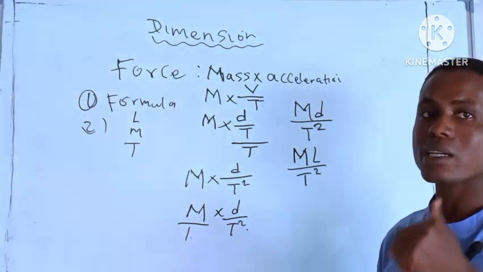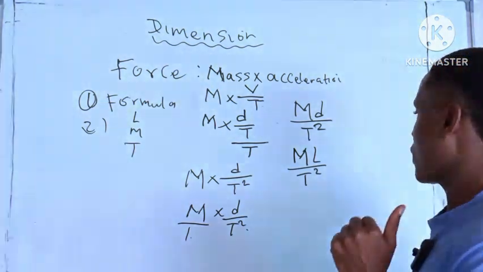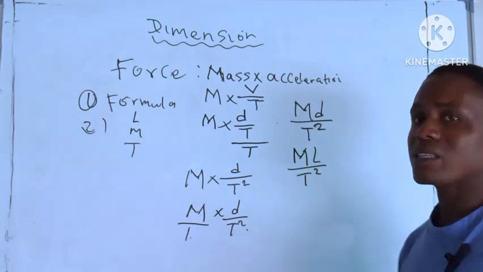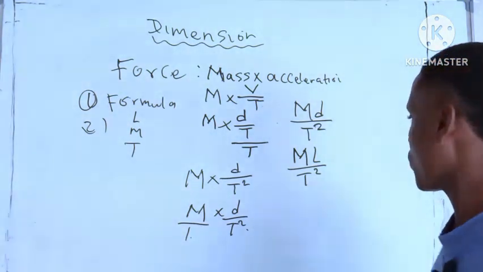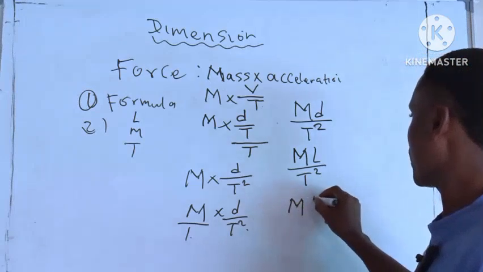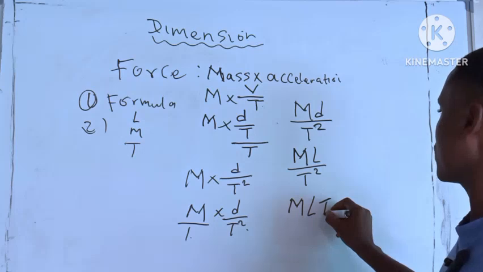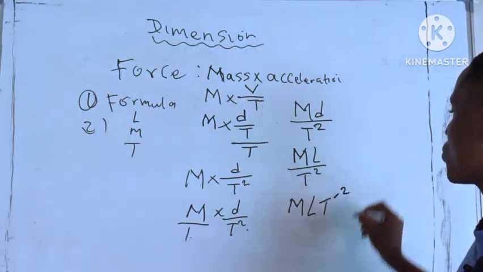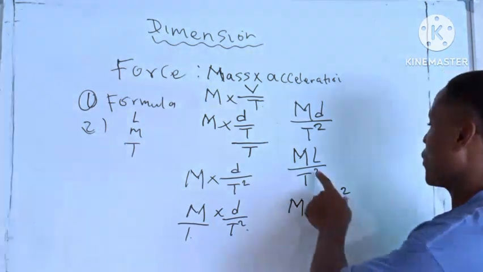So are we leaving it in this form? No, like the previous one we solved, we bring this one upward. For us to bring this one upward, I think I've explained this for you guys, right? So now it will be m, l, t raised to what? Negative 2. Yes, because we have 2 here.